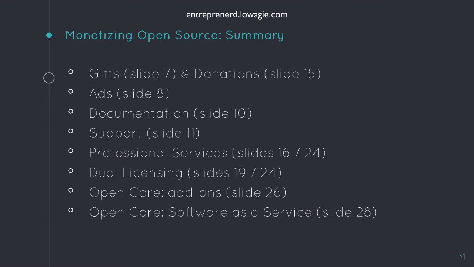I shared 8 different ways to make money with open source from my personal experience. I wouldn't recommend counting on building a business that is based on gifts, donations, or revenue from ads or documentation. If you are bootstrapping, I would recommend using a license with a strong copyleft and build a business based on a combination of commercial licenses, support, and professional services as described on slide 24. If you are able to secure venture capital, or your company has already succeeded in generating substantial revenue, I recommend looking at the open core model, either by offering commercial add-ons or software as a service, or both.